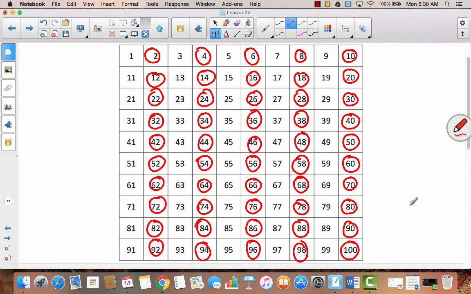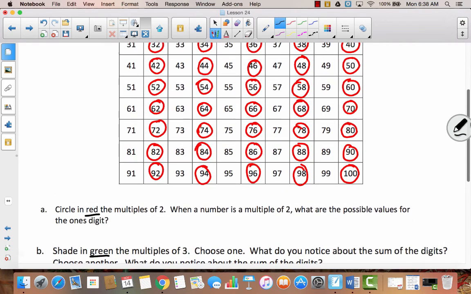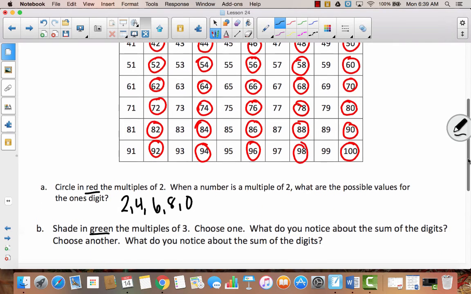Okay, I bet you started to notice really quickly that there was a pattern, right? You could go right straight down the rows. So let's go back down here to this question that it asked us. It said, when a number is a multiple of 2, what are the possible values for the ones digit? Well, look at your ones digit. All of your ones digits were either 2, 4, 6, 8, or 0. So if a number has a 2, 4, 6, 8, or a 0 in the ones place, what kind of number is it? Well, that would be an even number, right?